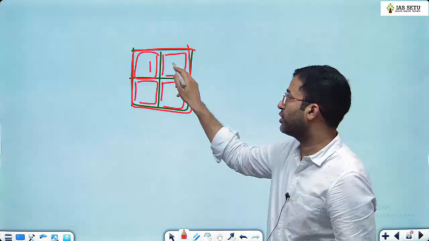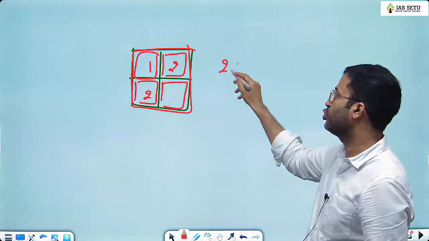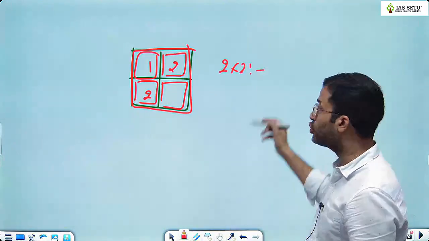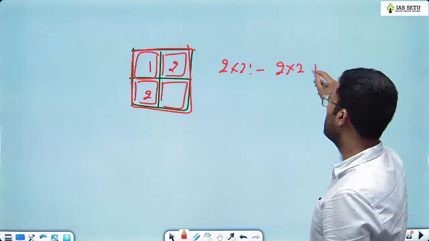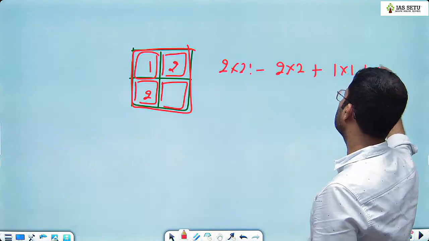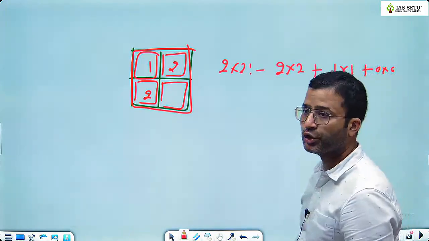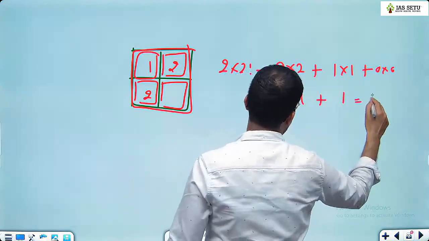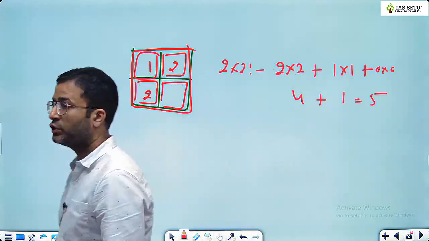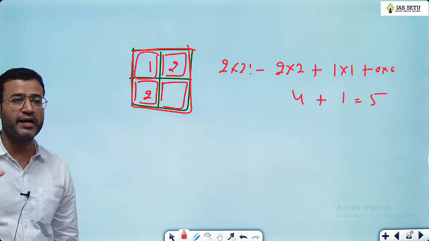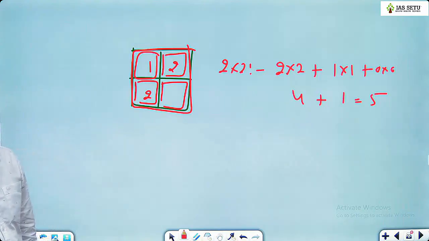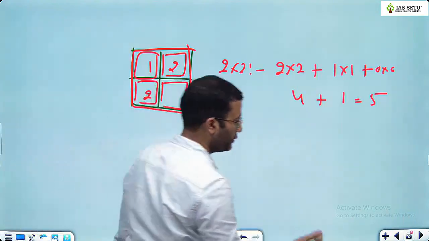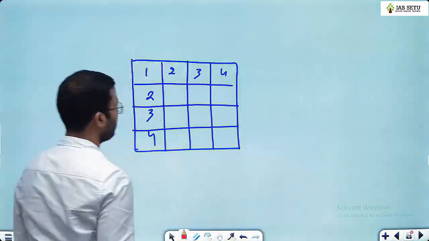And our short trick: this is 2 by 2. You have to start with 2 into 2, then 1 into 1, then 0 into 0, and you stop. So what do you get? 4 plus 1, 5. So in this given figure, we have 5 squares. Wait, I take one more example.